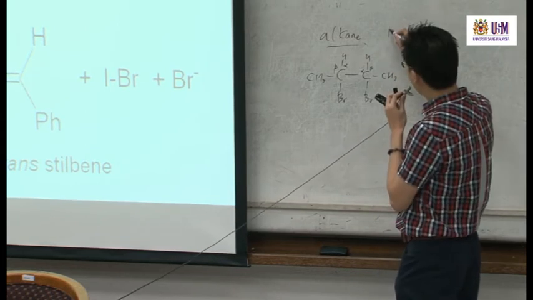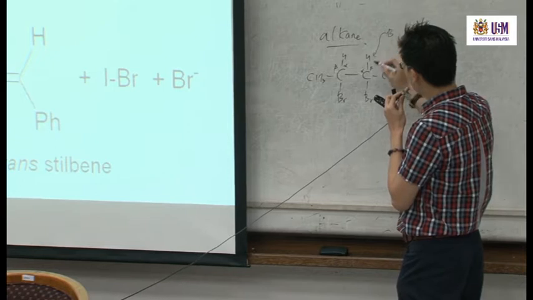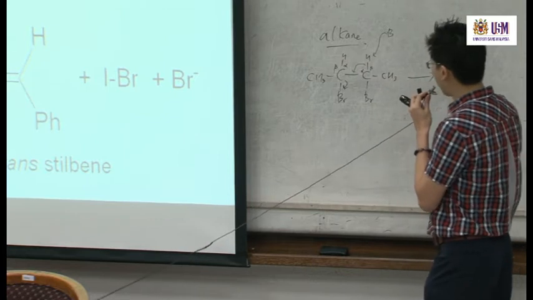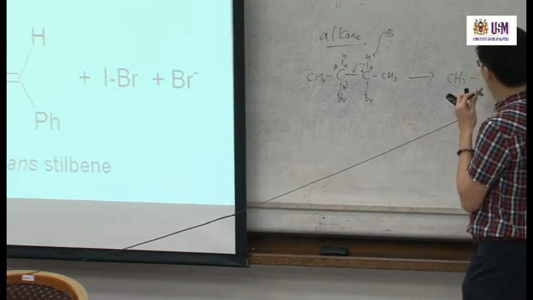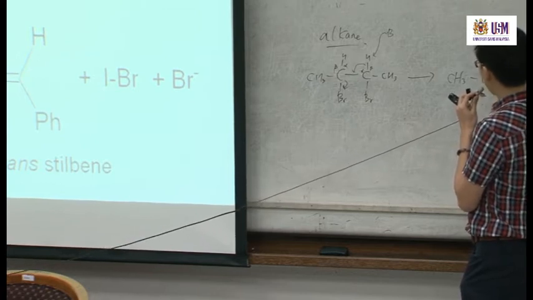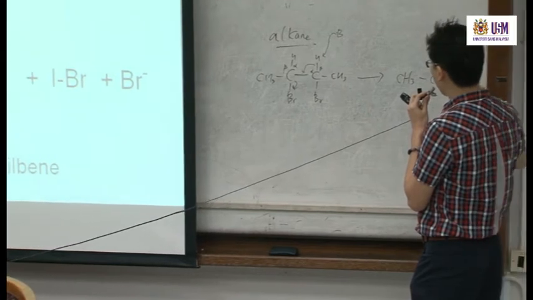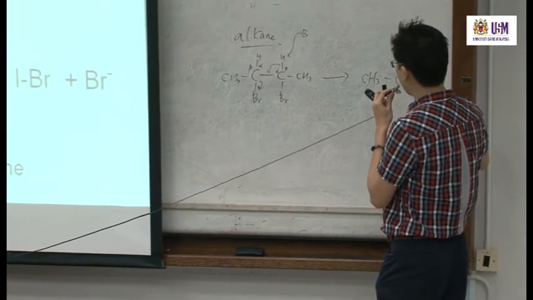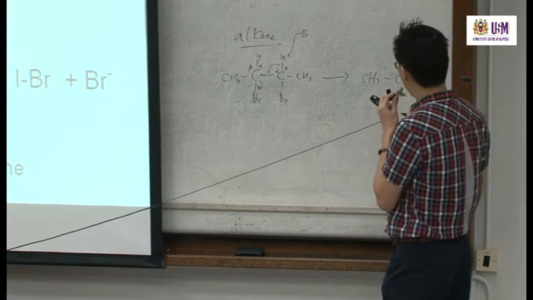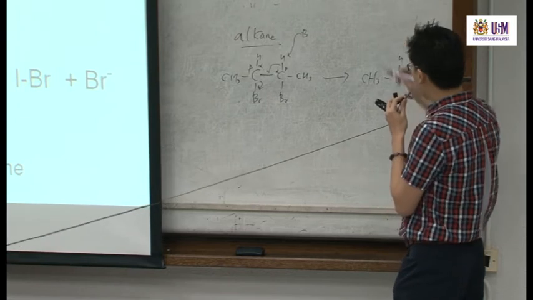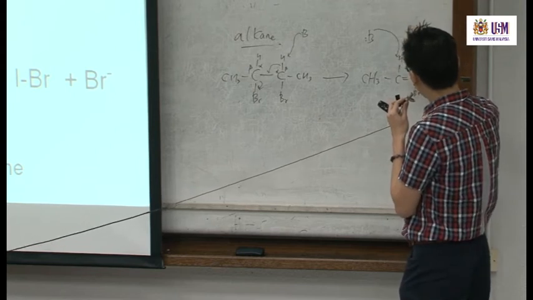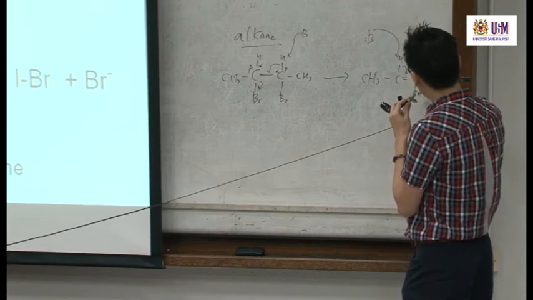Okay? So you have a base, which can extract this one, come over here, and get, you see, this is the first step of the mechanism. You get CH3, C double bond C in this case, H, okay, and the Br here, although the geometry is not correct, you should draw it like this, but I just want to show how it happens. Then second step, you have a base abstract this H and you get a triple bond.